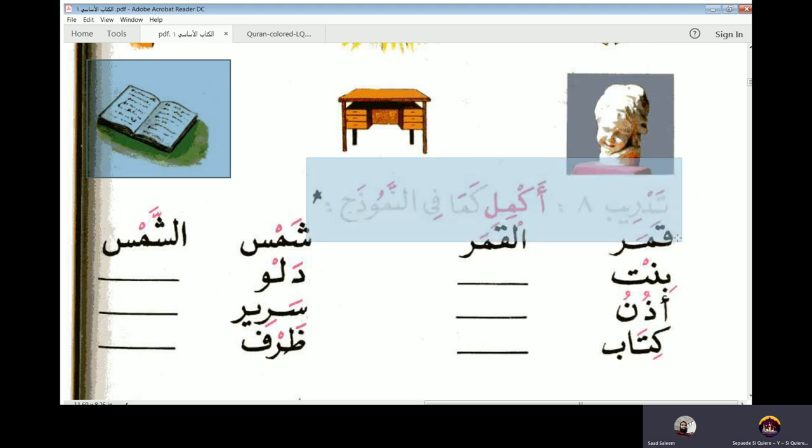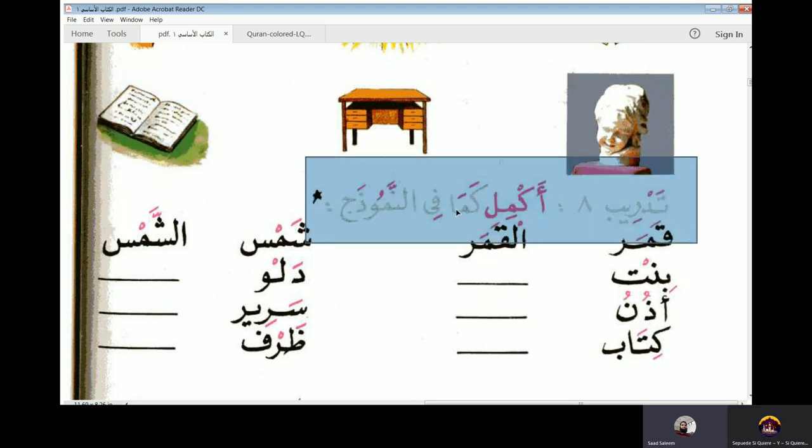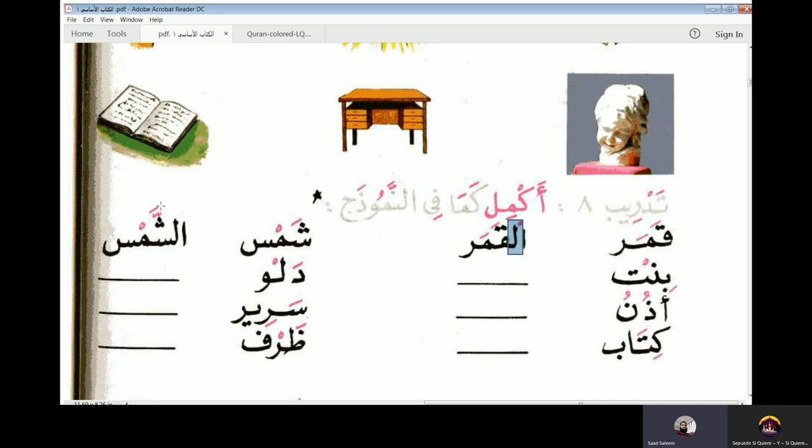Then we have the eighth exercise. Akmil kamafil namuzaj: complete like in the example. You already know about Haruf al Qamri and Haruf al Shamsi, as you learned about them in Dros al Lughat al Arabiyyah. In Haruf al Qamri we pronounce the Lam, but in Haruf al Shamsi we don't pronounce the Lam. So Qamarun will become Al Qamaru. Shamsun will become Ash Shamsu. Lam is silent in Ash Shamsu. So read the next word.